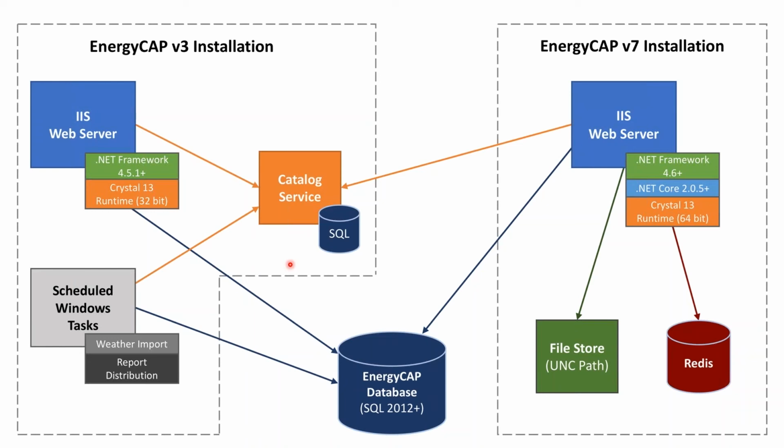Even if you have only one database that you're hosting in your environment, the catalog service is still used as that point of reference that allows the user to make the connection to the proper database location.